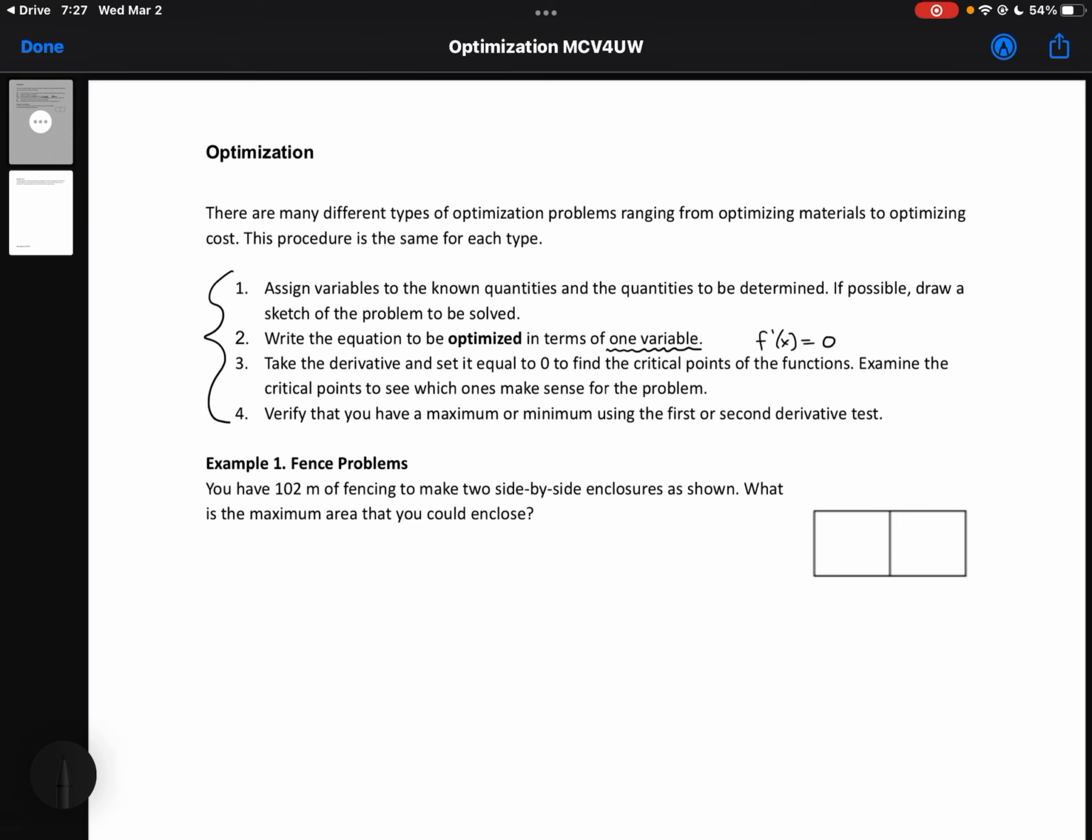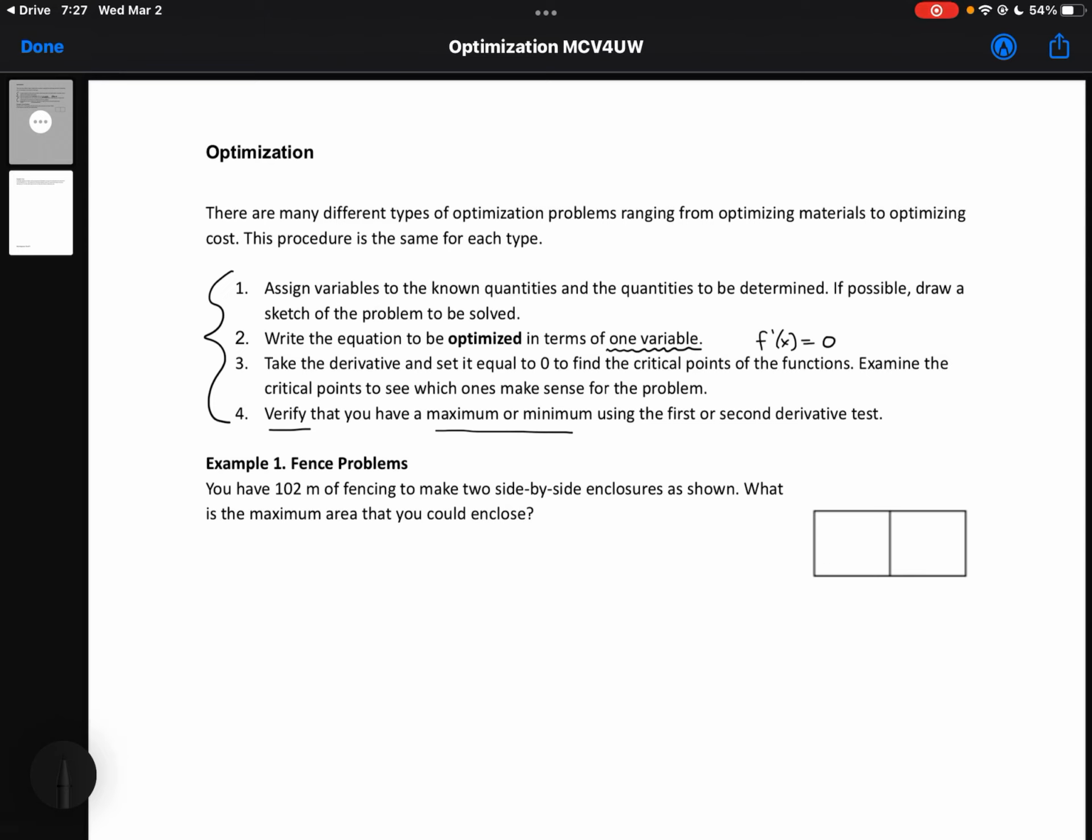That's what you're solving. And then you're going to examine the critical points to see which ones make sense for the problem. And then you're just going to check your answer by verifying that you actually do have a maximum or a minimum. So the first one that we're going to look at is a fence problem.